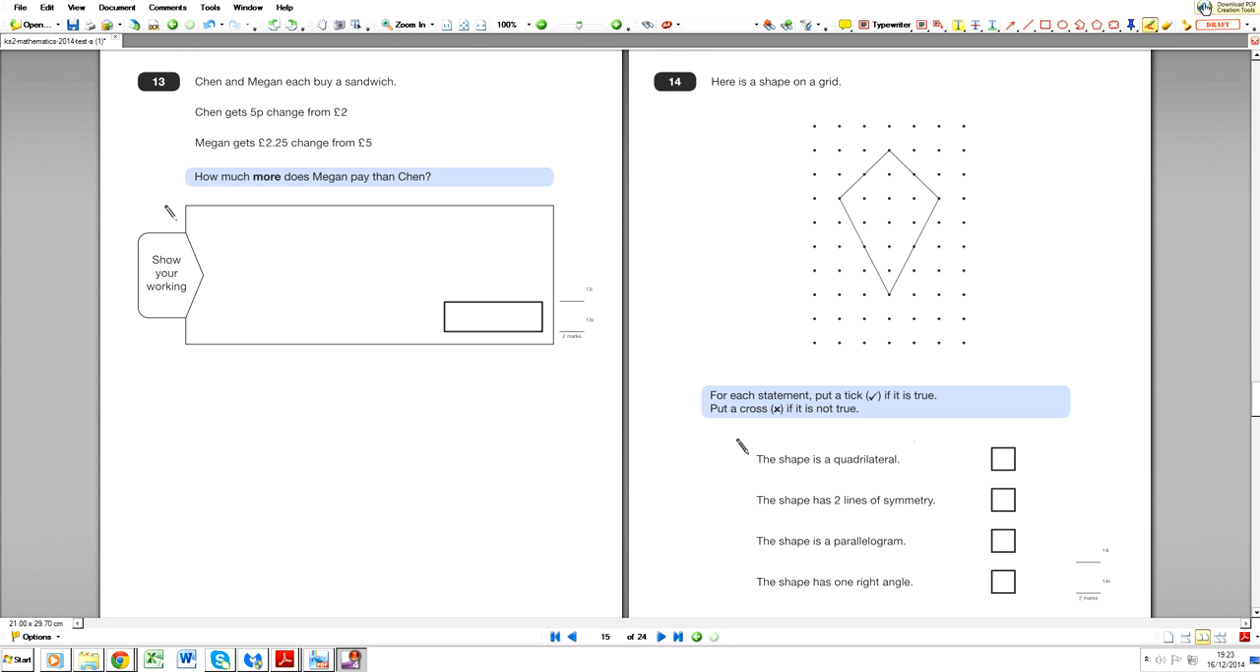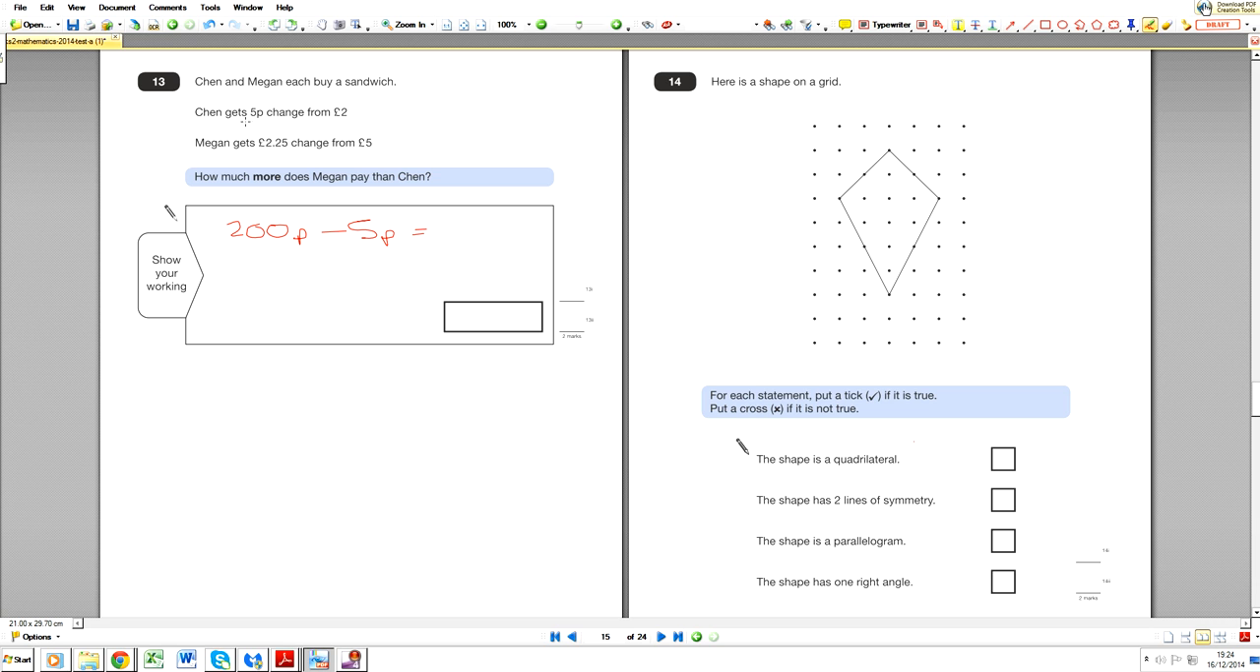Okay, question number 13. Chen and Megan each buy a sandwich. Chen gets 5p change from £2. Megan gets £2.25 change from £5. How much more does Megan pay than Chen? So we have £2, which is worth how many pence? 200 pence. Minus the 5p, £1.95.